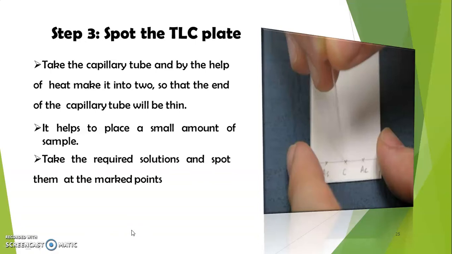We are taking 3 spots here, so we are marking them as A, C and B, where at A we put spot A, and at B we put spot B, and centrally at C we put a spot of the mixture, that is glucose plus fructose.